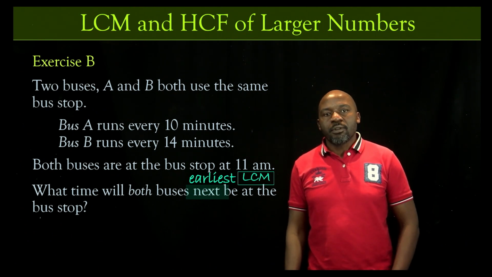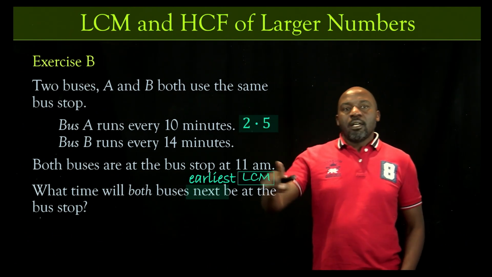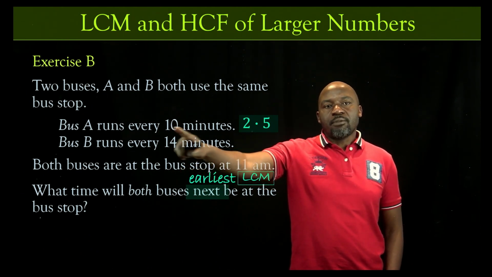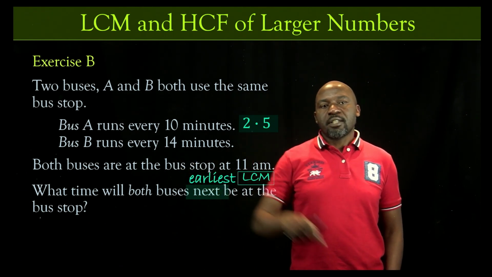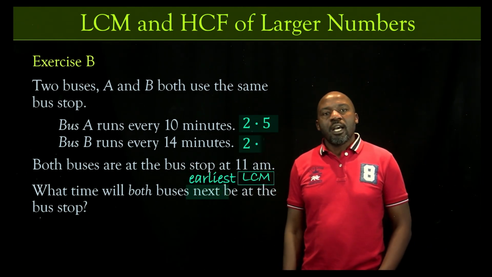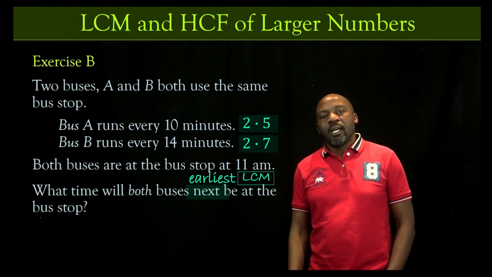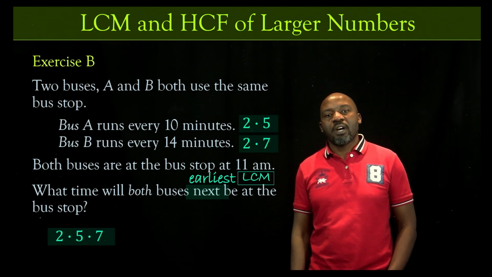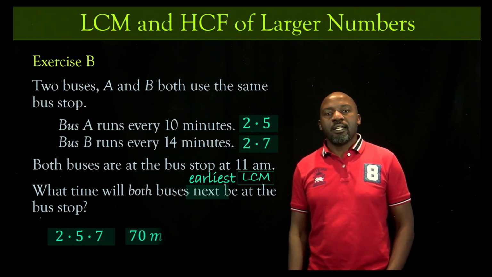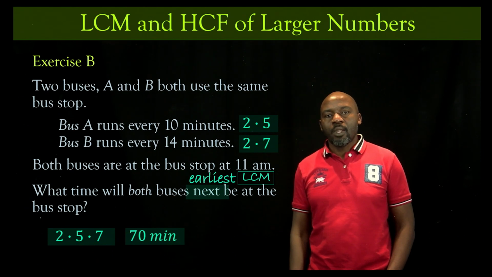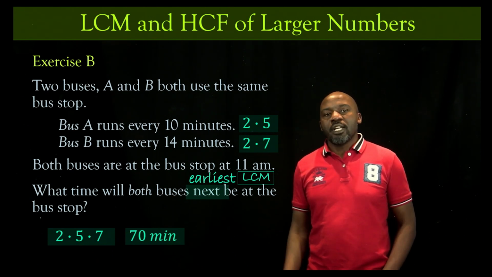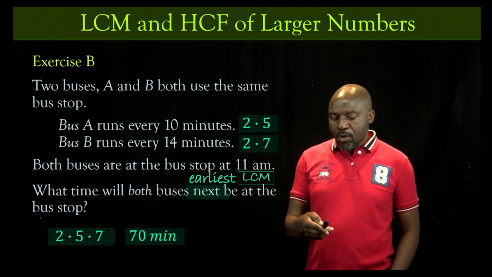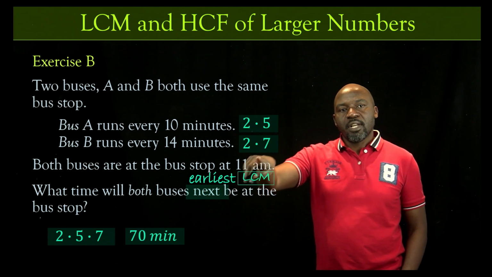Okay, and if you do this correctly, we find the prime factors of 10 are 2 and 5, and the prime factors of 14 are 2 and 7. And so if we're looking for the LCM, using the method we used earlier, you should be able to tell that the LCM is 2 times 5 times 7, and that is 70. All right, so 70 minutes. So the next time they are in together is 70 minutes after 11 a.m. And what time is that? We have to add 70 minutes to 11 a.m.